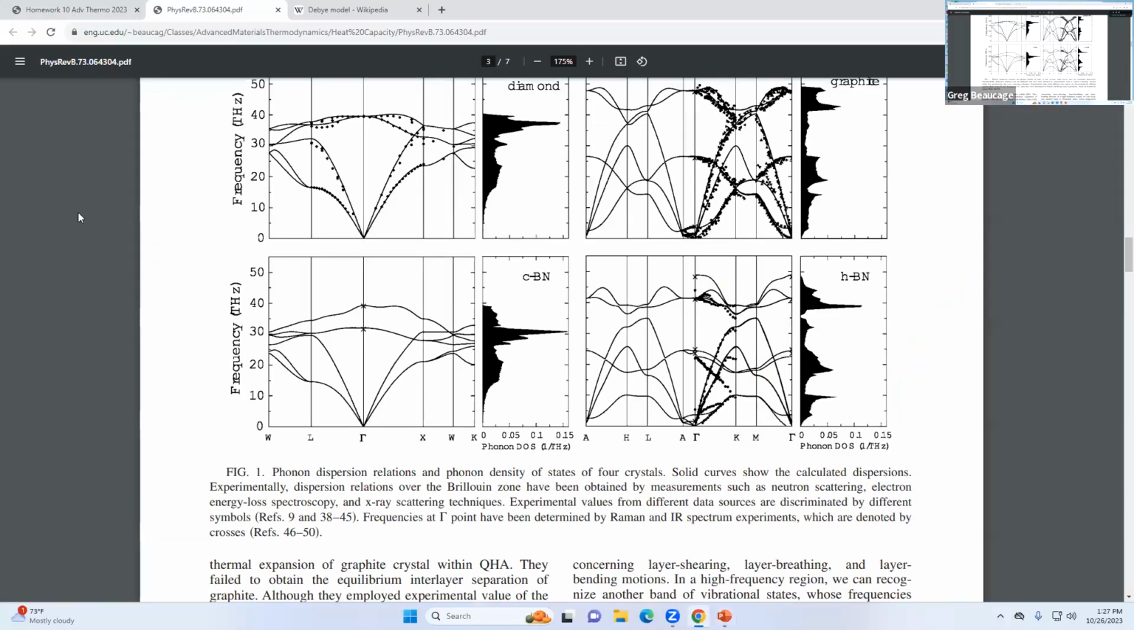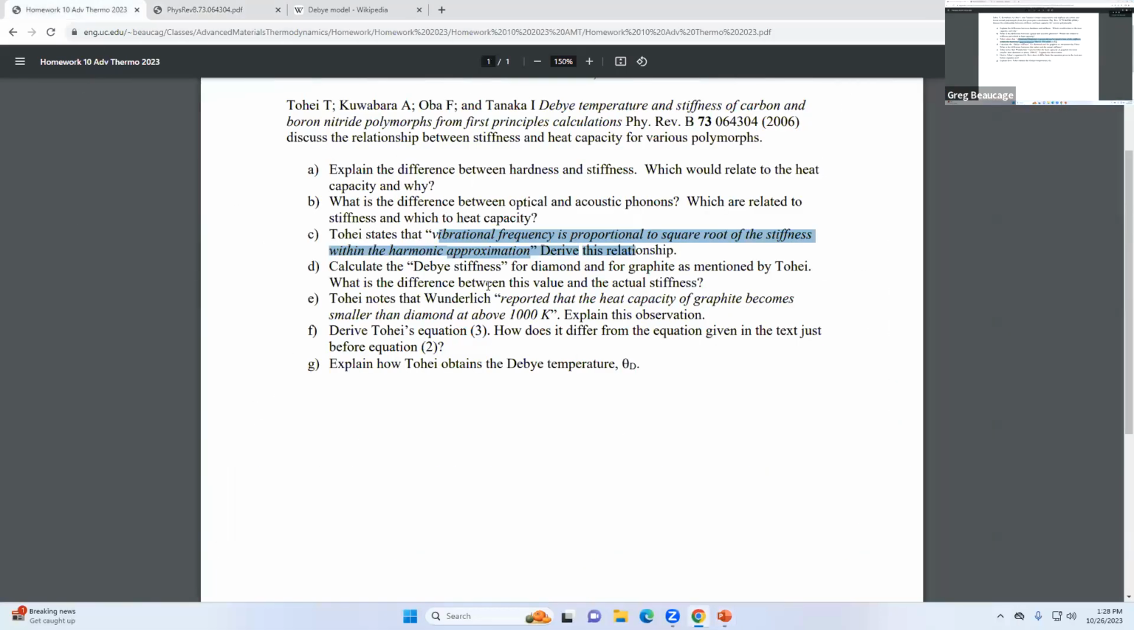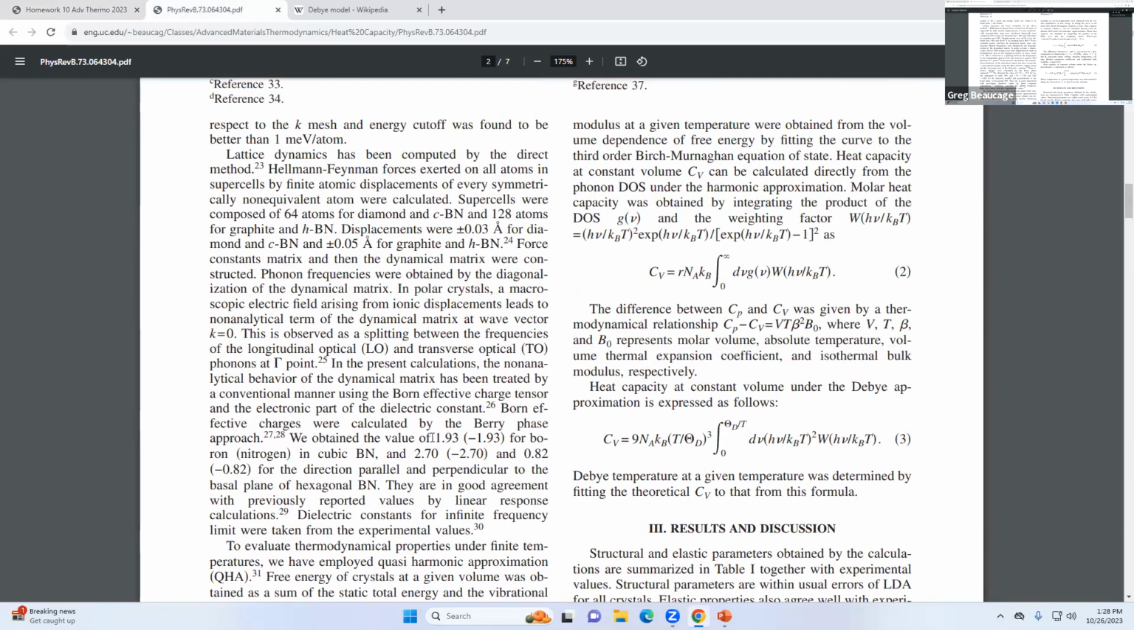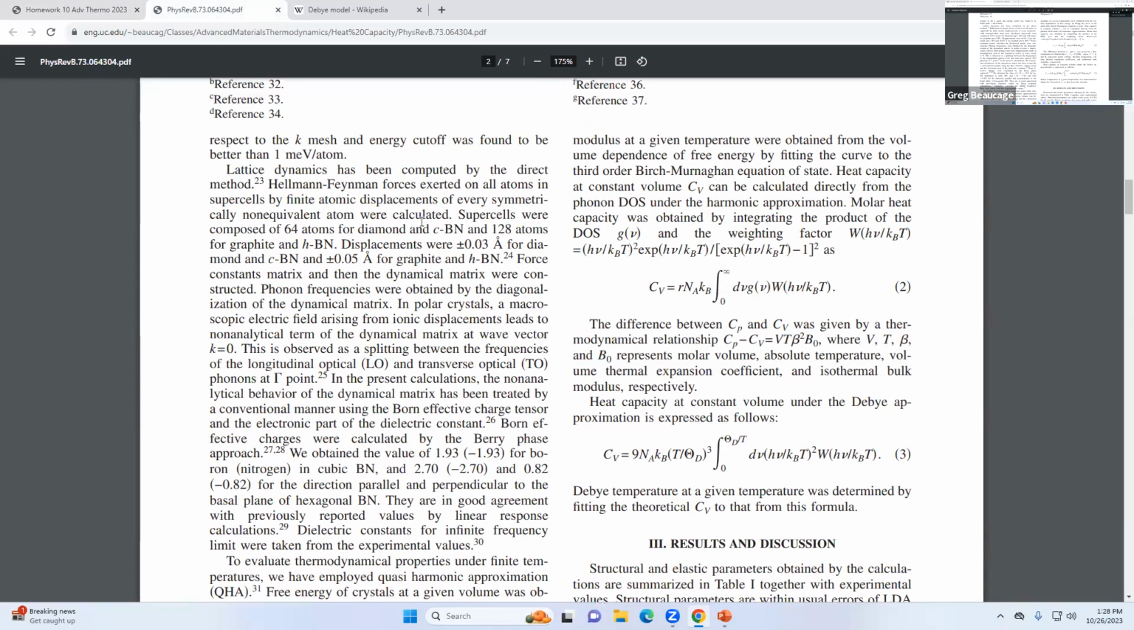And then it's possible to do it. Calculate the Debye stiffness. How does it compare with the actual stiffness? So I think he gives the stiffness for diamond or something like the modulus of diamond, but here he says, like, I think he even gives the values in here somewhere.